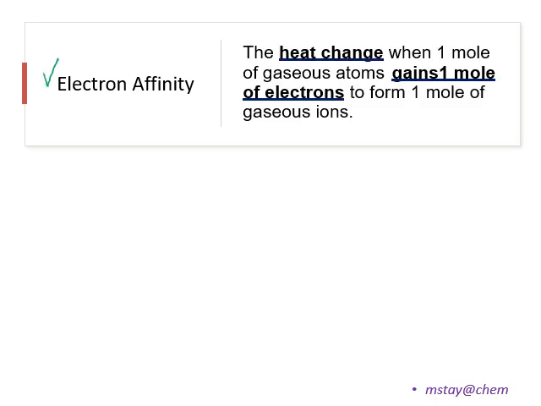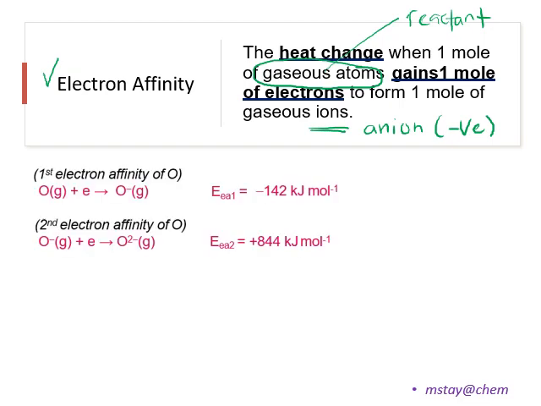Second last definition for the types of enthalpy is electron affinity. The heat change when 1 mole of gaseous atoms gains 1 mole of electrons. So from here we get the idea that the gaseous atom is the reactant. After gaining 1 mole of electrons, it turns to an ion. The physical state is still gas, but this ion becomes an anion, which means negative charge. For example, if a gaseous oxygen atom gets 1 mole of electrons, it becomes O-, because the gaseous oxygen atom gains an electron for the first time, so this is known as the first electron affinity.